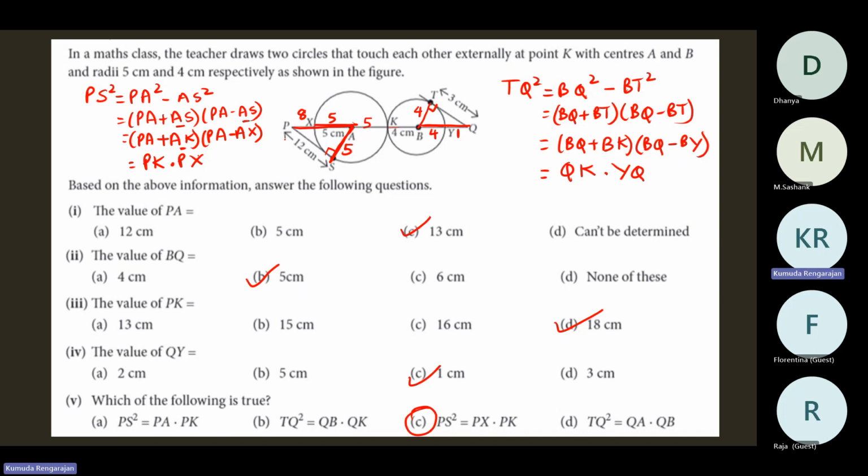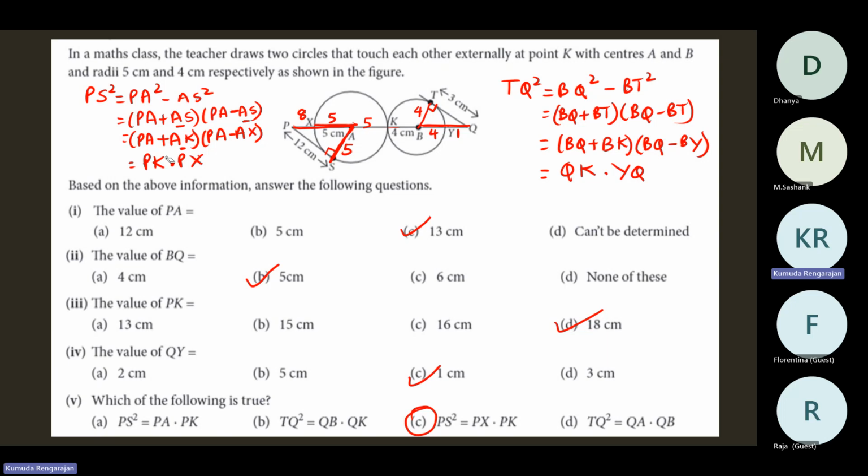When it is PA plus something, when you're adding, write a line segment not on it. Only then you can add. But if it's subtraction, write a line segment on it itself. So when it is PA plus AS, AS is the radius, so PA plus AK, you can write it as PK. But when it is PA minus AS, what is the radius on PA itself? AX. So PA minus AX is PX.